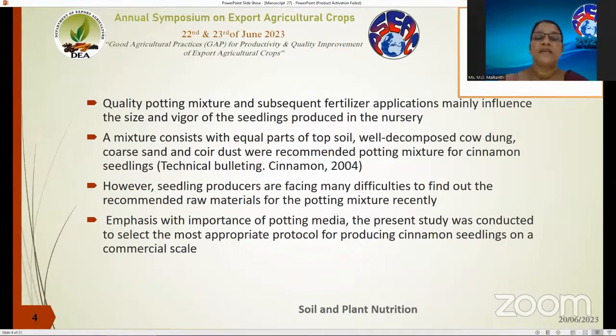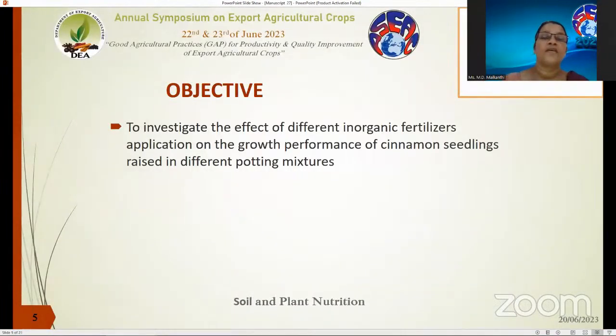A mixture consisting of equal parts of topsoil, well decomposed cow dung, coarse sand, and coir dust is the recommended potting mixture for cinnamon seedlings. However, seedling producers have recently been facing many difficulties finding the recommended raw materials for the potting mixture. This emphasizes the importance of potting media. The present study was conducted to select the most appropriate protocol for producing cinnamon seedlings on a commercial scale. The objective was to investigate the effect of different inorganic fertilizer applications on growth performance of cinnamon seedling traits in different potting mixtures.